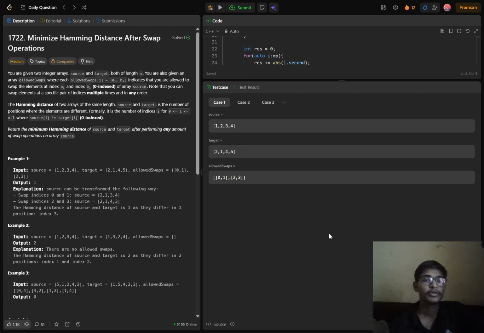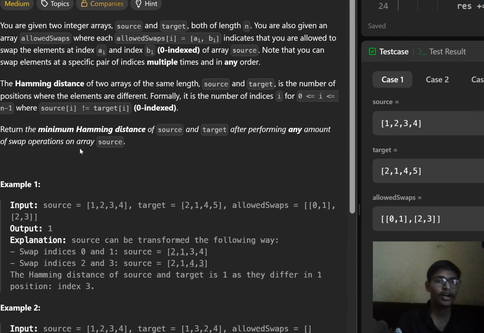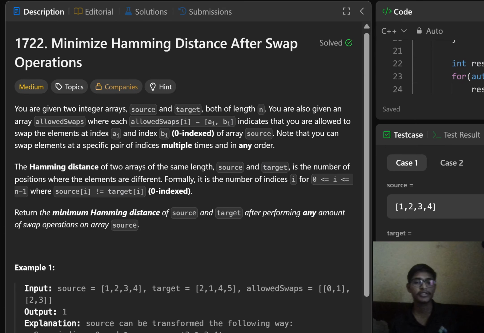In today's video, we will be discussing the LeetCode problem number 1722, which is Minimum Hamming Distance After Swap Operations. I suggest you first read the question thoroughly, and after that come to this solution, this explanation. And if you are able to get the question, you can solve it by yourself.